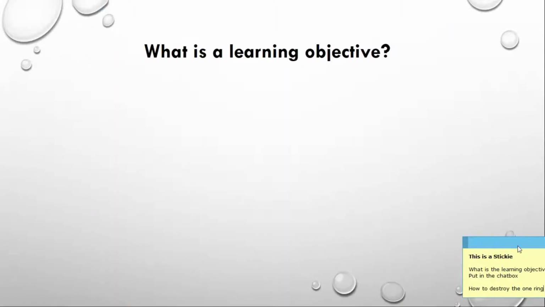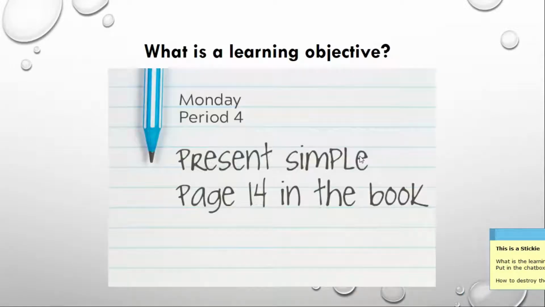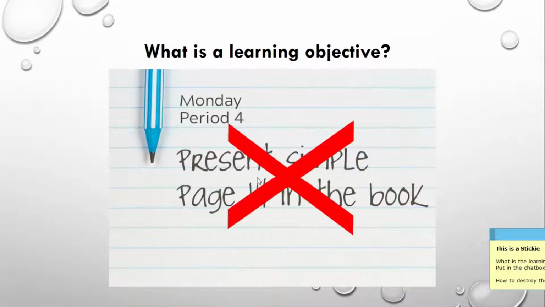Let's think about what a learning objective is. Here's an example you might see quite often: the learning objective is the present simple, and it's page 14 in the book. In my opinion, this is not a clear learning objective. It just tells me what they did that day. It doesn't think about certain things that we need to think of for a learning objective.